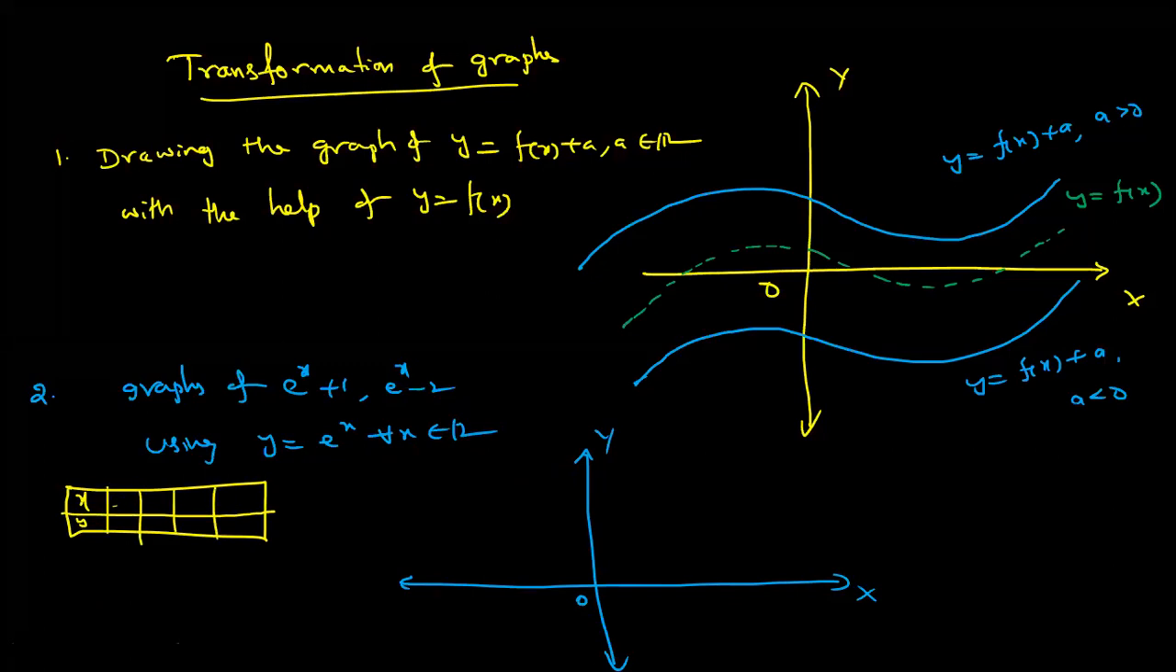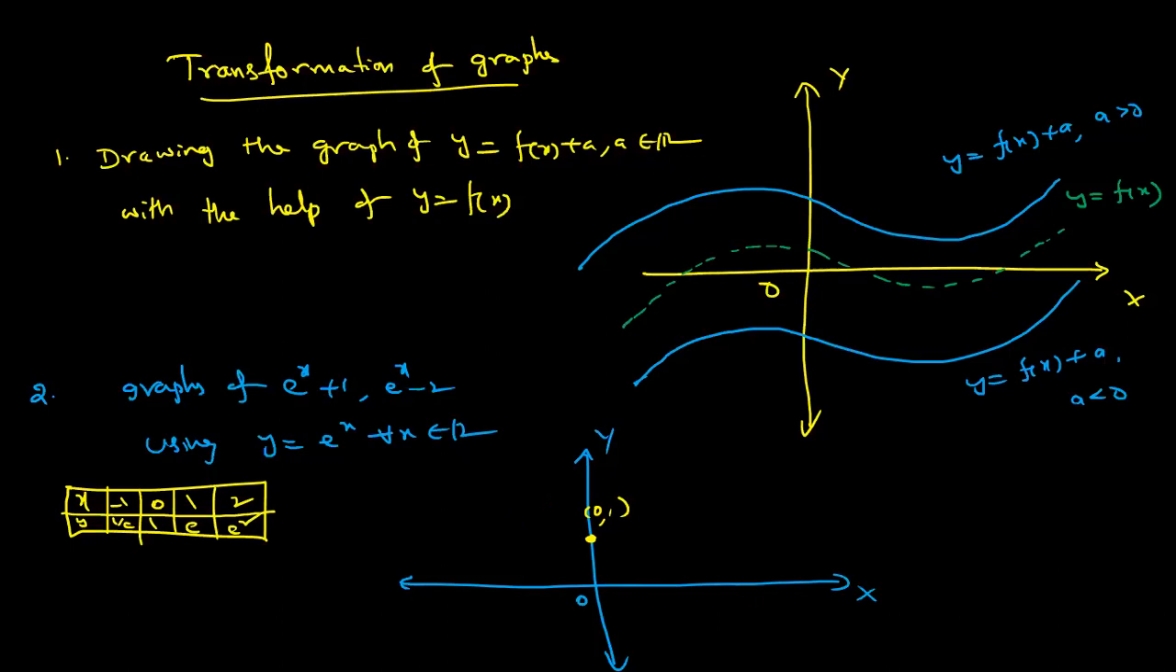Put x is equal to minus 1, your answer is 1 by e. Put x is equal to 0, 1. Put x is equal to 1, e. 2 means e square, like that. So the output is always positive, that means above the x-axis. X can be anything, but this graph is passing through 0, 1. See carefully.